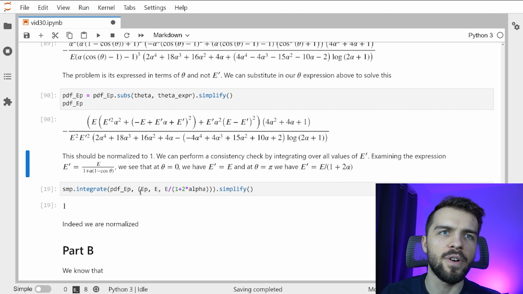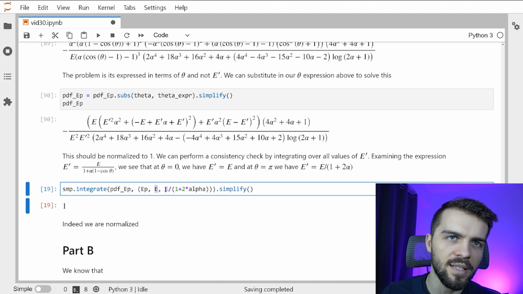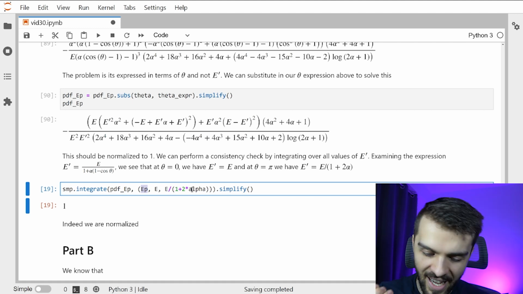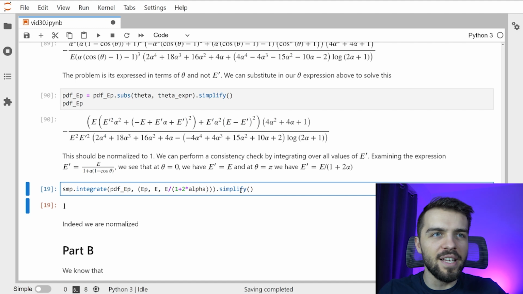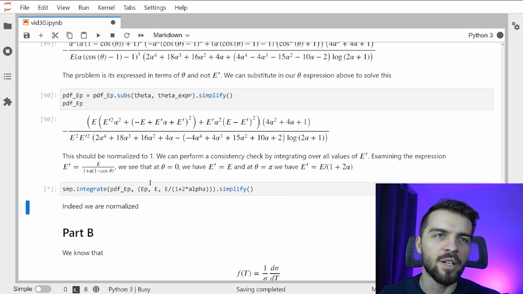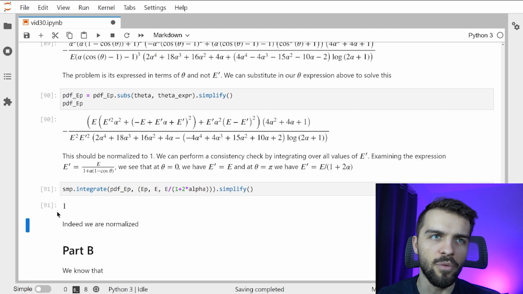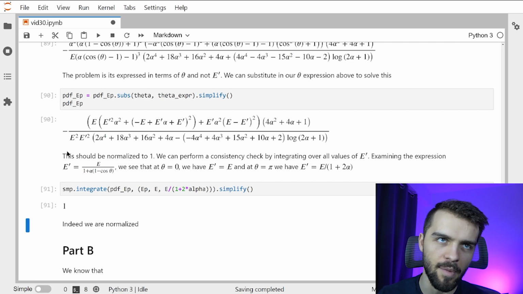So I need to integrate from this expression here. E prime goes from E to E over 1 plus 2 alpha. Integrating in SymPy, my expression, the variable is E prime. So this whole expression, I'm taking E prime goes from E to E over 1 plus 2 alpha. Again, real pain to do by hand, but very easy to do in SymPy. I can run this cell. It takes a little bit because it's not an easy thing to integrate even for SymPy. And you'll see that indeed I get a value of 1. So it is indeed normalized, and I have my PDF.